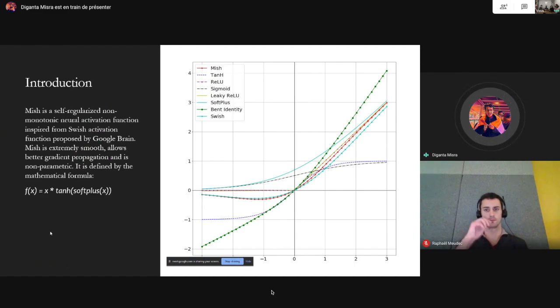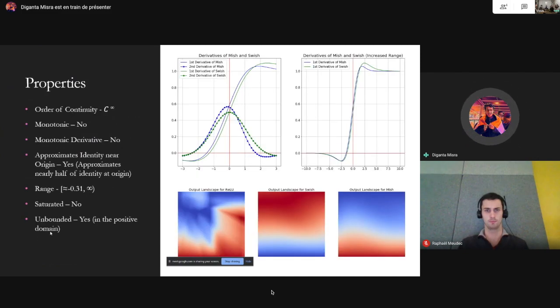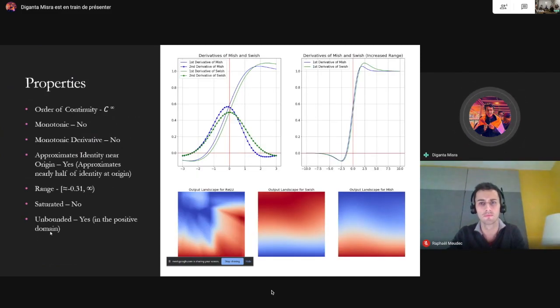After that, my task was to benchmark it to prove its validation and how robust it is as compared to other activation functions. Some of the properties of Mish which make it favorable are that it is continuously differentiable for infinite order, so it doesn't face any gradient-based problems whatsoever. It is non-monotonic, and the derivative is also non-monotonic. This helps in better information propagation through the network.